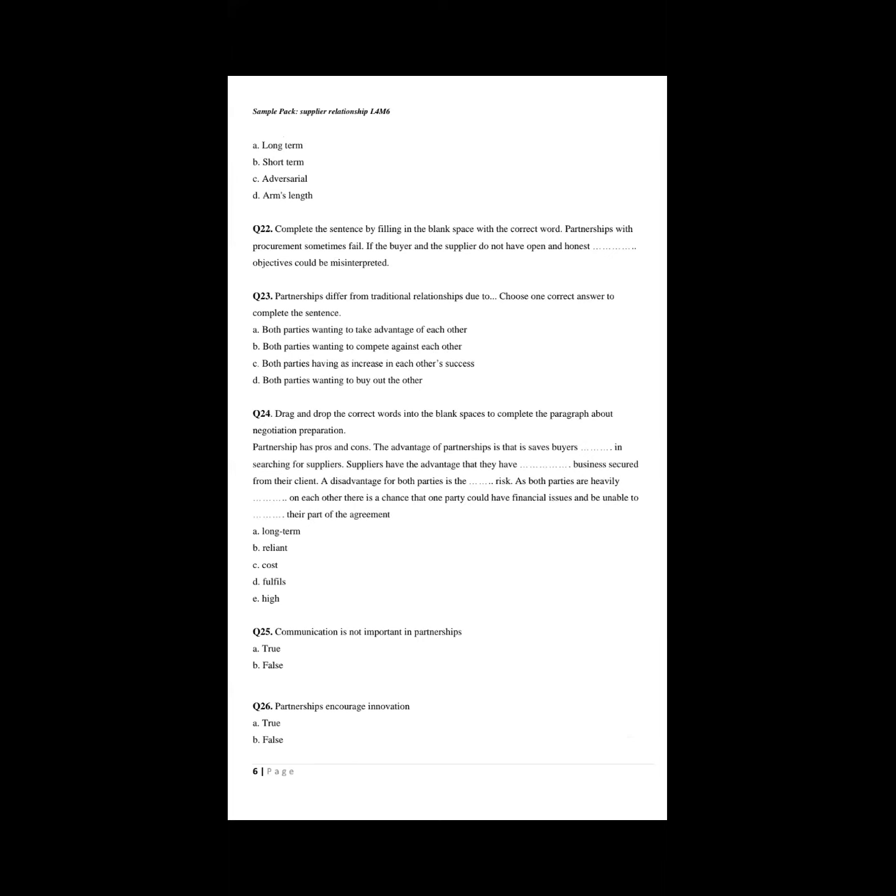Question 22. Complete the sentence by filling in the blank space with the correct word. Partnerships with procurement sometimes fail if the buyer and the supplier do not have open and honest ... objectives could be misinterpreted. What are the options? Communication.